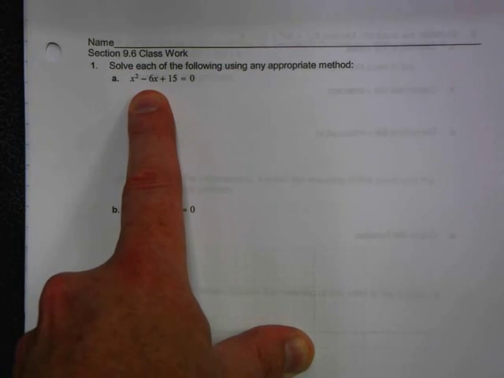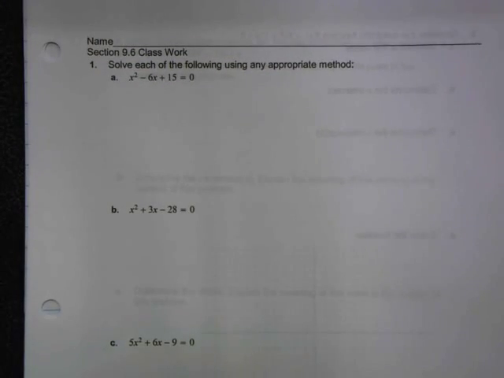Would the formula be pretty good? Yeah, the formula is always pretty good. But completing the square wouldn't be a bad way there. How about B?